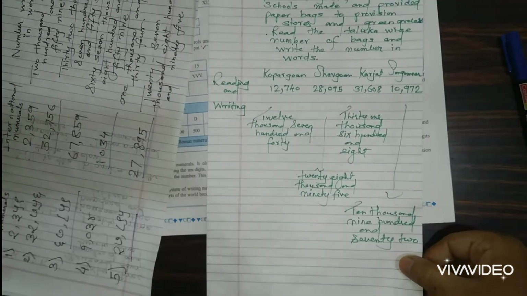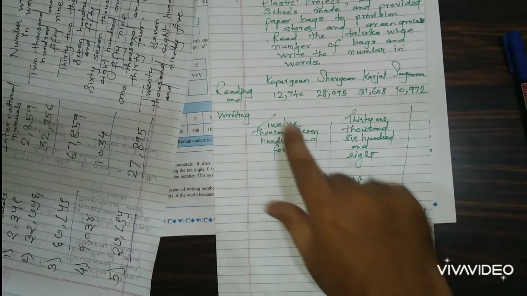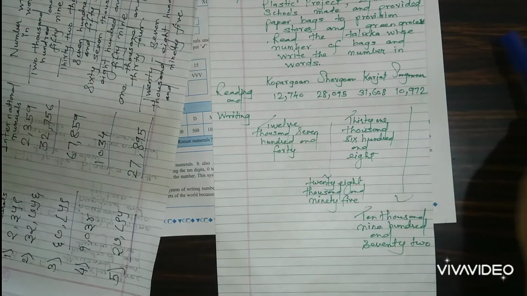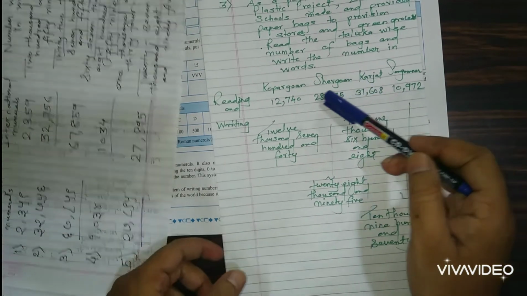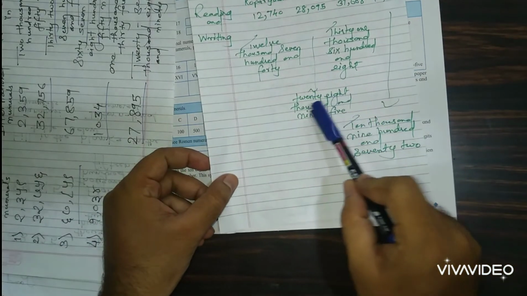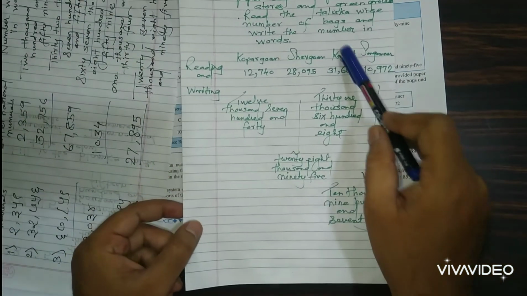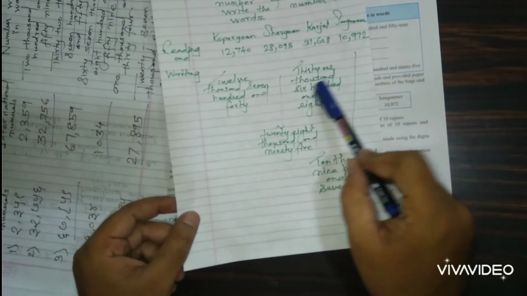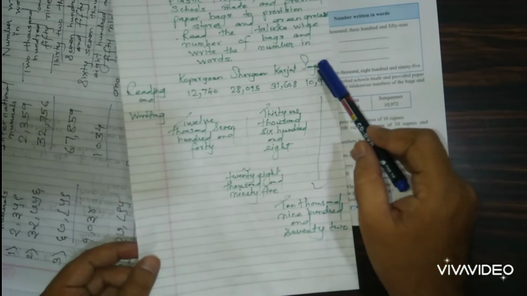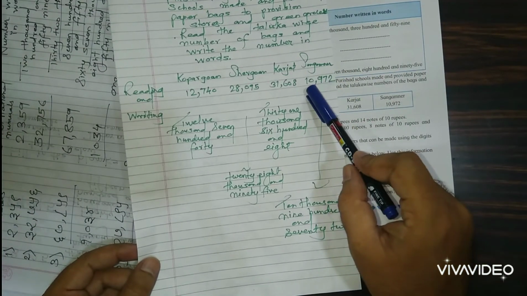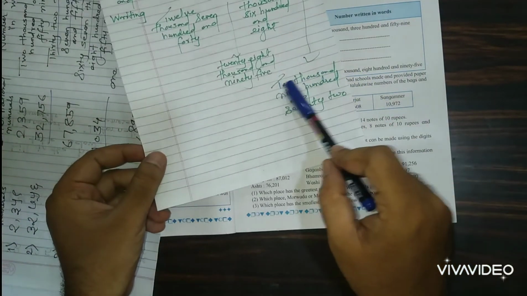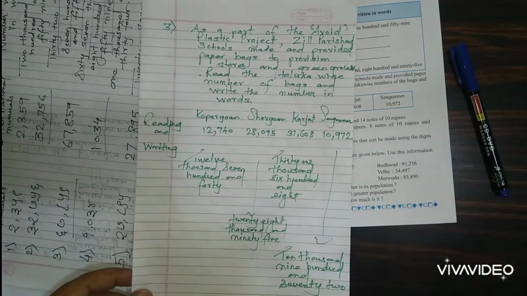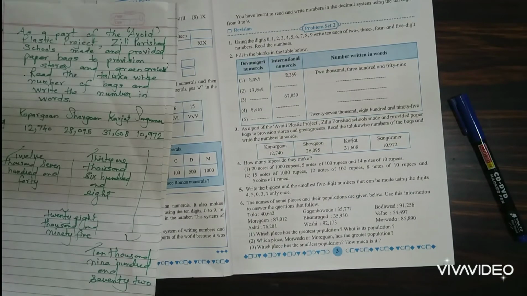So I have written down the solution. That is 12,740. Next is Shevgaon, that is 28,095. Next is Karjat, that is 31,608. Next is Sangamner, that is 10,972. So this was question number 3. Next is question number 4.